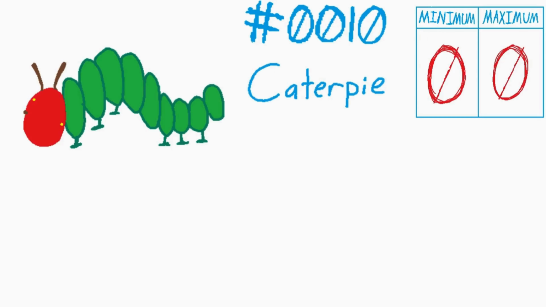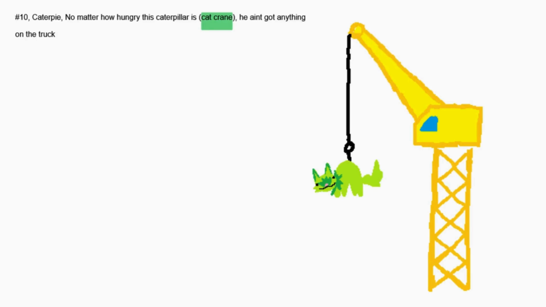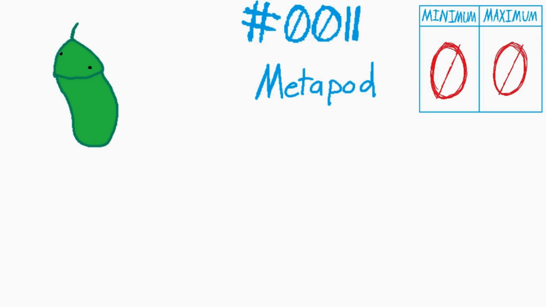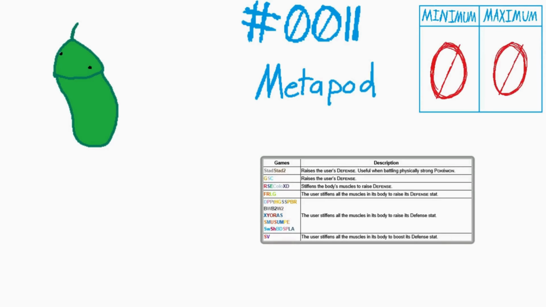Caterpie. No matter how hungry this caterpillar is, he ain't got nothing on the truck. Now, in the script for this part of the video, the words cat crane are written in parentheses, and I really don't know what this is supposed to mean. Metapod. He has a move called Harden, but that doesn't even matter. Even if the outside is hard, the inside is still soft and squishy. So if you were to get hit by the truck, the inside would be turned into a thick raspberry jelly.